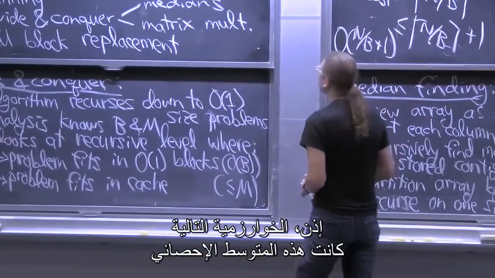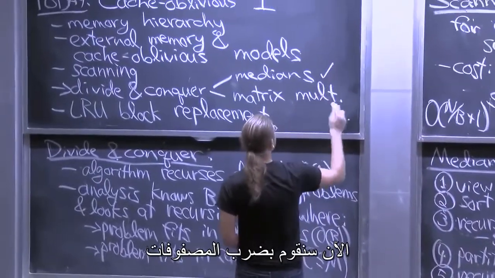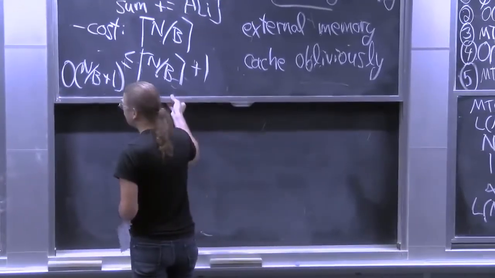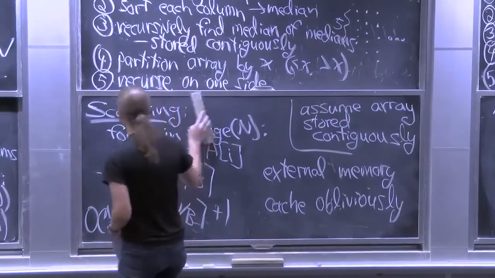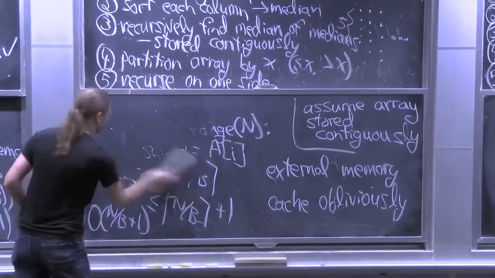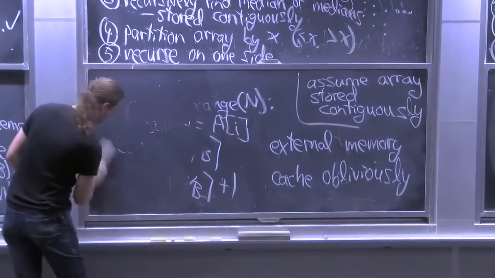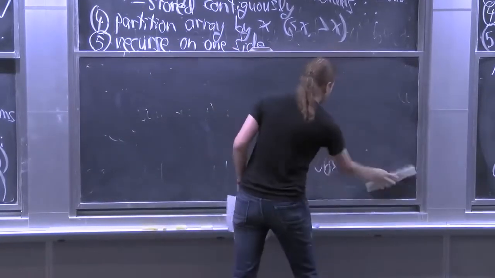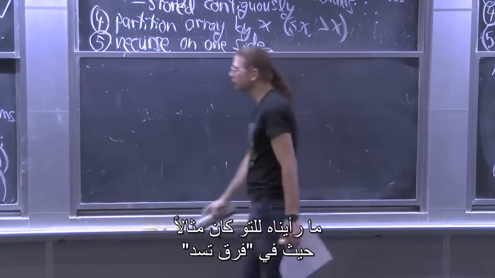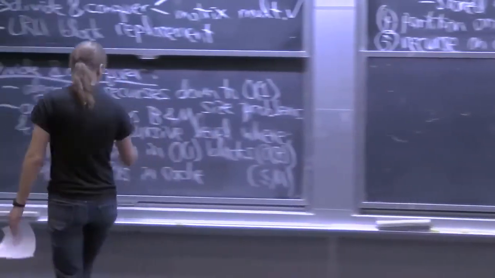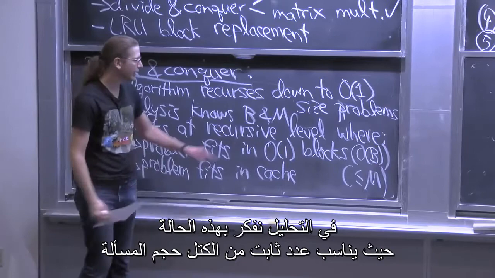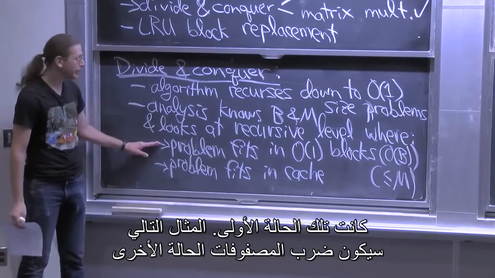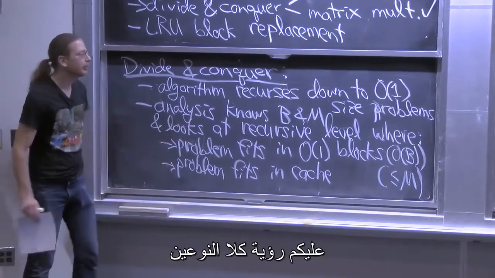All right, so next algorithm, that was median. Now we're going to do matrix multiplication via divide and conquer. So what we just saw was an example where in divide and conquer, in the analysis, we think about the case where things fit in a constant number of blocks. That was sort of case 1. The next example, matrix multiplication, will be the other case. So you get to see both types.